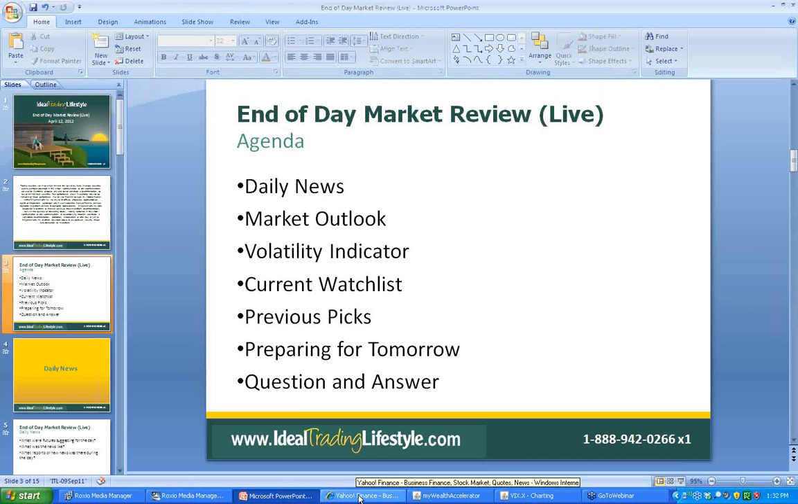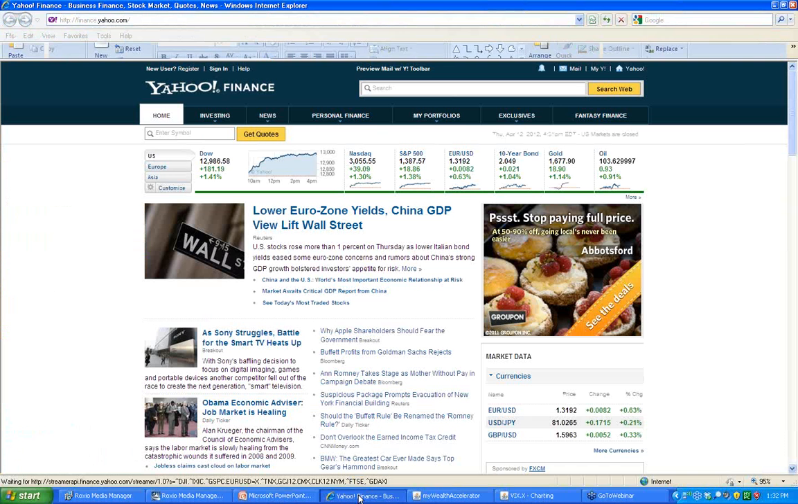All right, so we're just going to start by going to Yahoo Finance. And the goal here is that we'll find what we need to find within the main homepage. And this is really where we fit into the Ideal Trading Lifestyle. Our goal here is that we don't do any extra work than we need to. And the theory here is that if it's important, it'll be on the homepage.